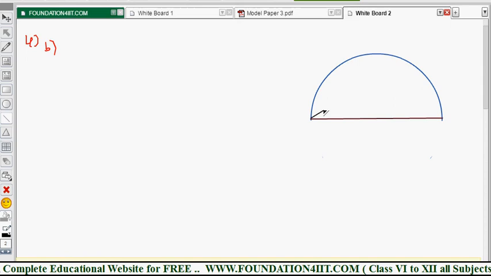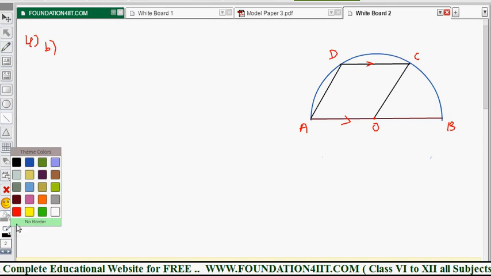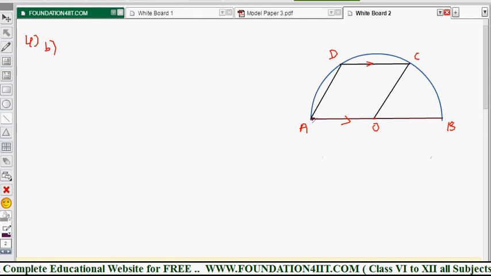That is from A to D and D to C, and A to O. O is the center point. Okay, O is the center of the circle, AB is the diameter, C and D are points on the circle, and DC is parallel to AO, and we join these lines in between. So AOCD is a parallelogram.